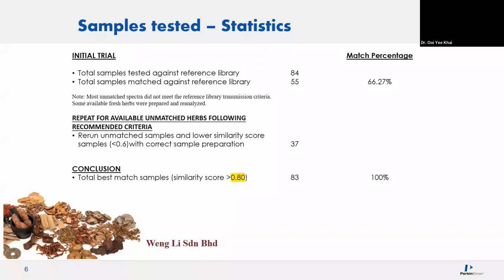With the first round of testing, only 55 samples matched with the TCM libraries. Nonetheless, this unsatisfactory result was due to sample preparation issues. We requested Wingli to rerun the samples based on the criteria that have been set, and the result is highly impressive, with the rerun batches showing 100% matching with the libraries, and the similarity score averaging more than 0.8.